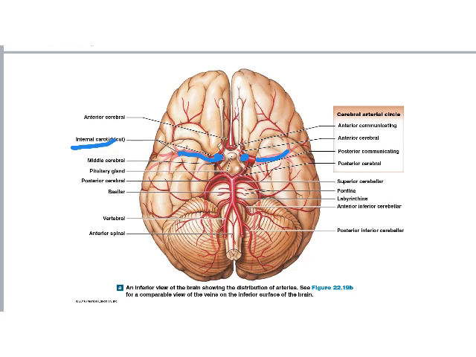So the two that I'm going to have you really focus on are the anterior cerebral and the middle cerebral, which are hard to see on this view. We're going to see them better on views that are coming up. But the anterior cerebral, the middle cerebral, and the posterior cerebral, which is going to come off of a different circulation that we'll talk about in a minute.